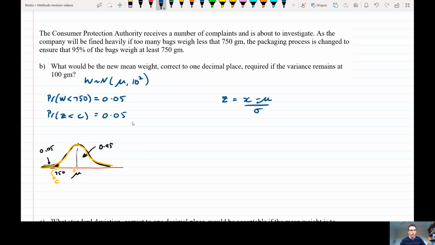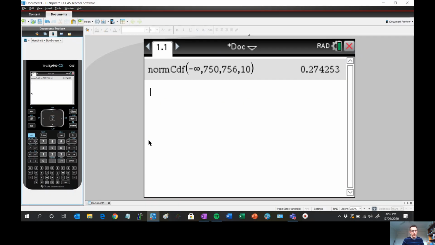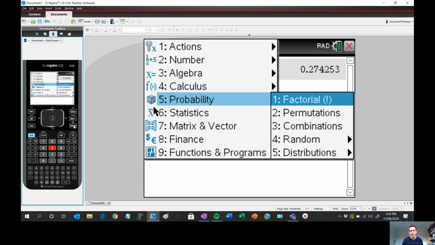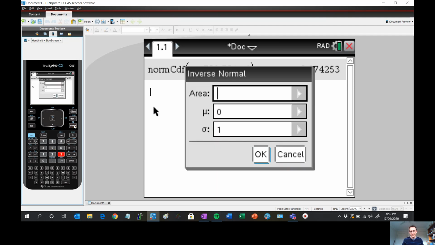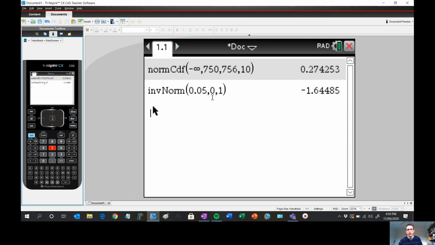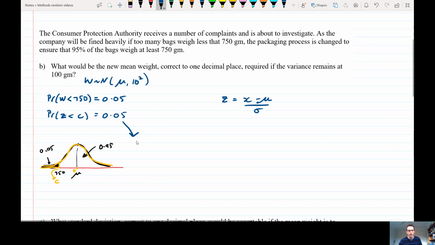So let's do that. We know I can put this in the calculator. And we're going to do it using inverse normal this time. We've been given a probability. We need to find the variable. Now, area is always to the left, which is why I looked it to the left. 0.05, 0 and 1 is what you have for Z, and you end up with negative 1.64485.